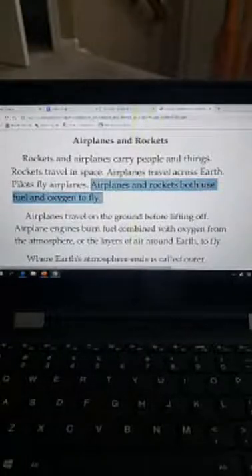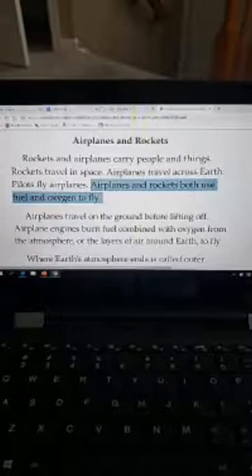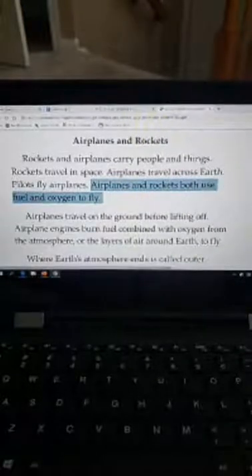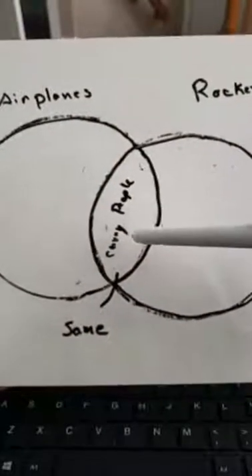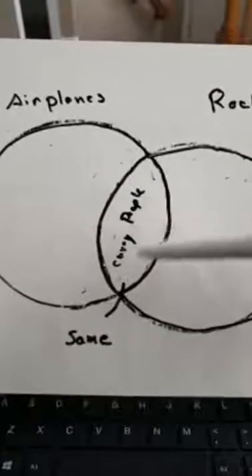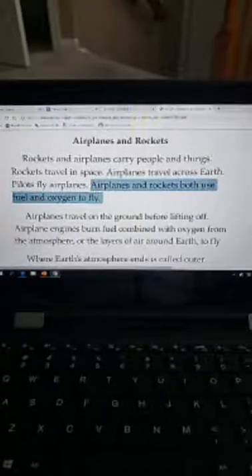That is correct. That is a compare statement. Airplanes and rockets both. The word and, both, are those kind of clue words to let you know that we are comparing. Somebody else texted in and said compare. So on our Venn diagram, we will write oxygen to fly right here on the part of the Venn diagram or double bubble where they overlap, which is the same. So students, you should be filling out your Venn diagram. Okay?